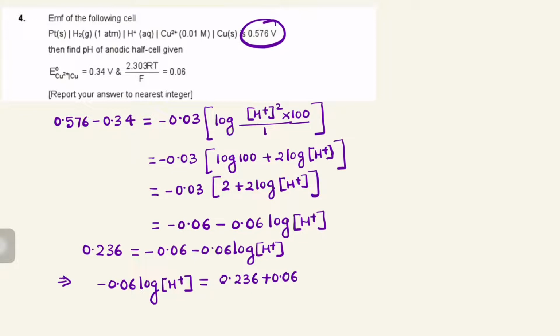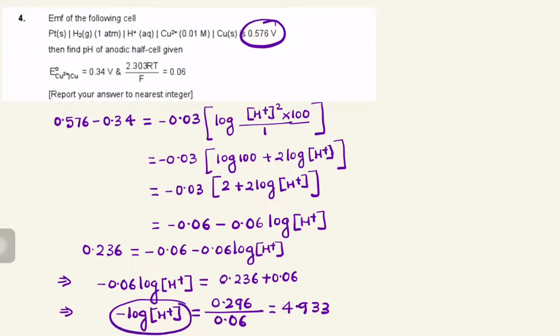Okay, and that will be minus log H plus. If you add them together, it will be 0.296, divided by 0.06, and that is coming to be 4.933, and this is basically the pH. So pH will be close to 5. Nearest integer is 5 because 4.933 we can just round off. Okay, and that will be equal to 5. That's the nearest integer they are asking. So correct answer for this will be 5.